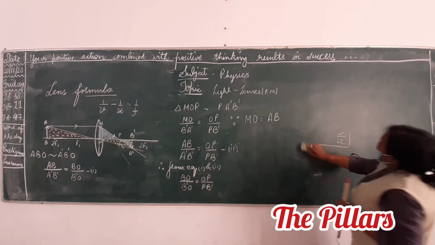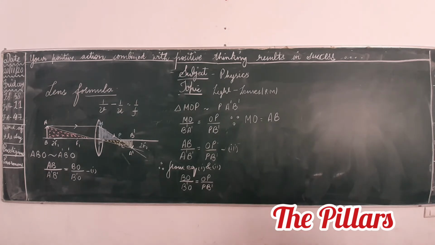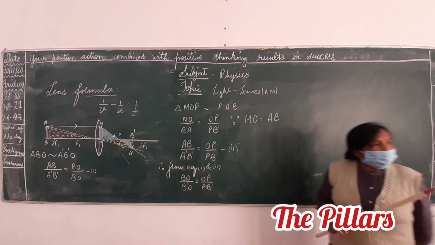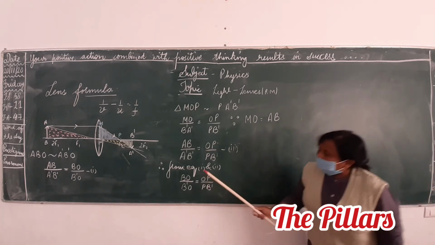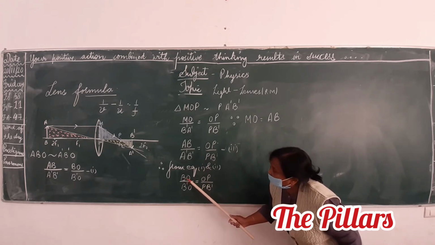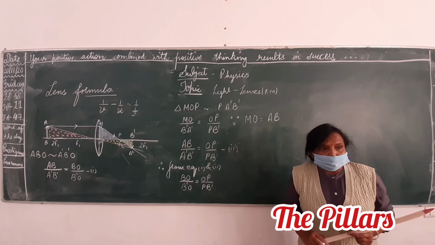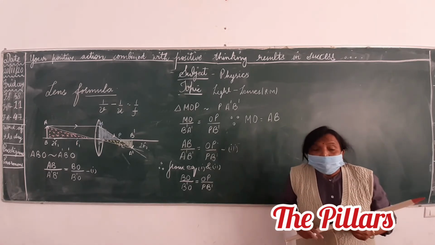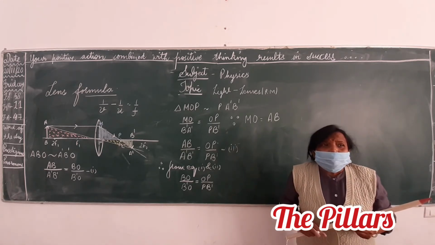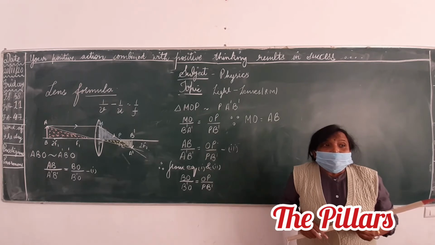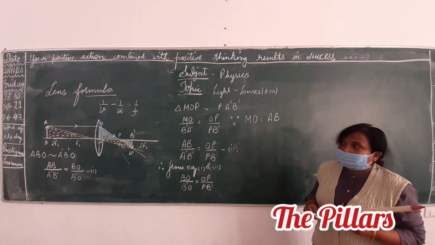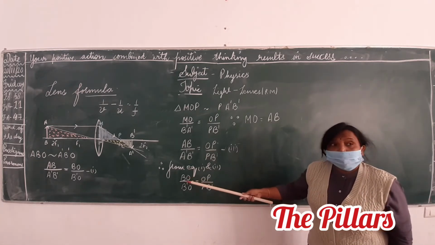OP upon PB dash. Now, one by one I will ask you. Tell me, what is BO? Aryan, do you know? Yes, tell me. BO is, ma'am, optical center. Optical center. BO. Once again you think.